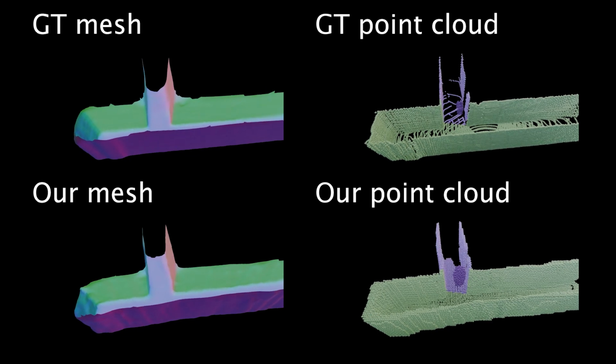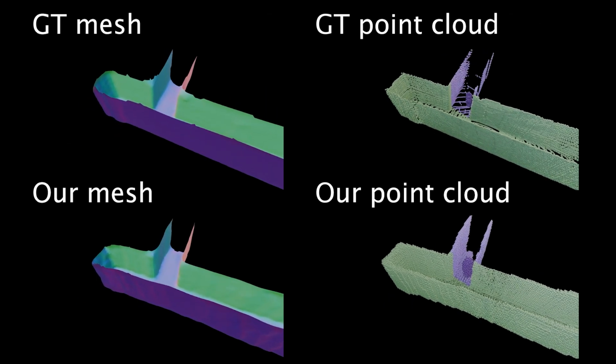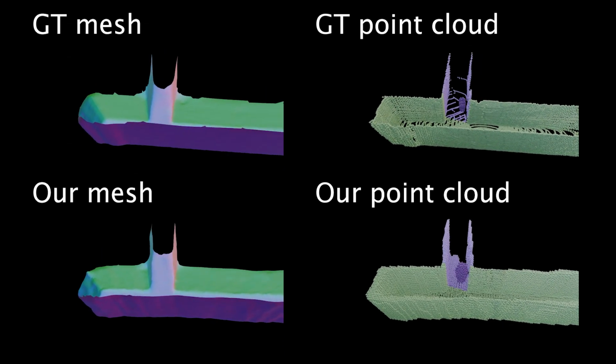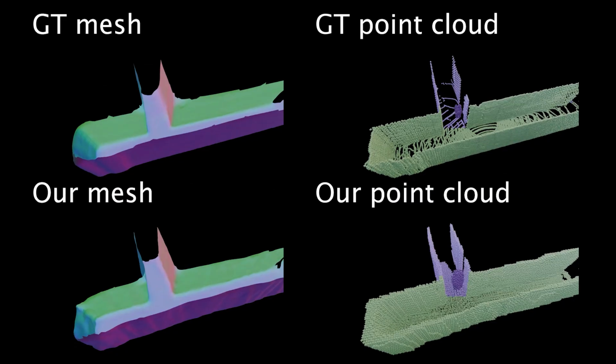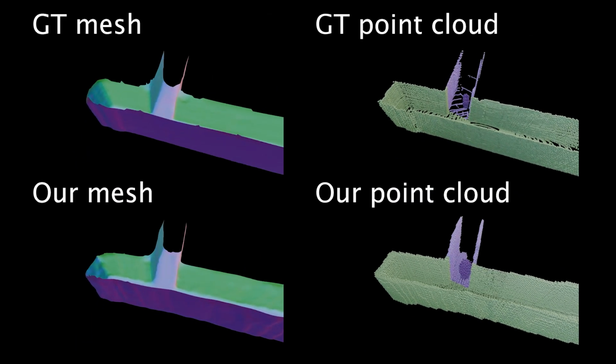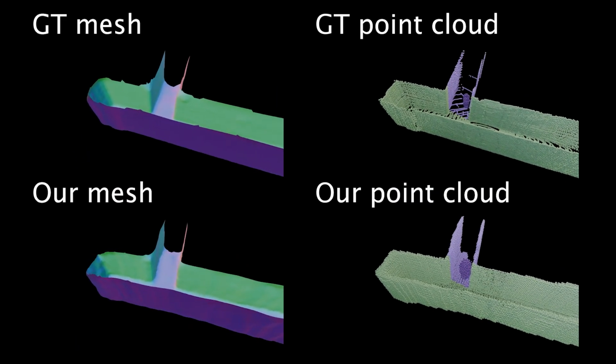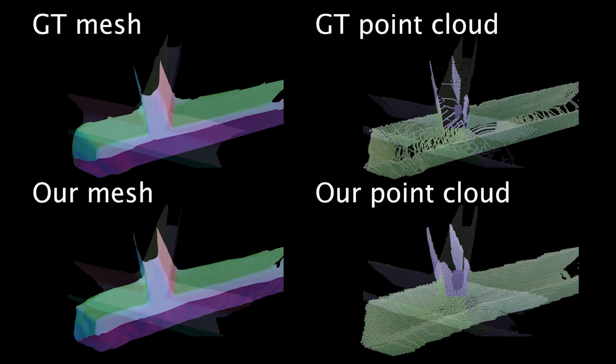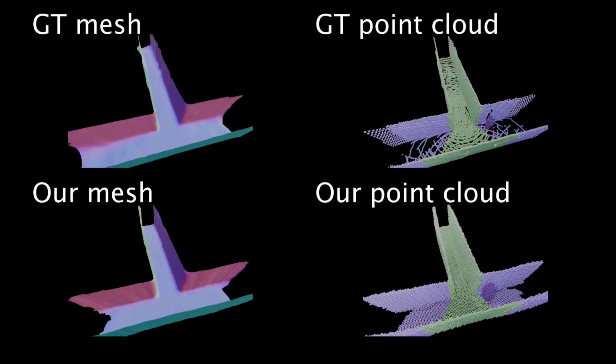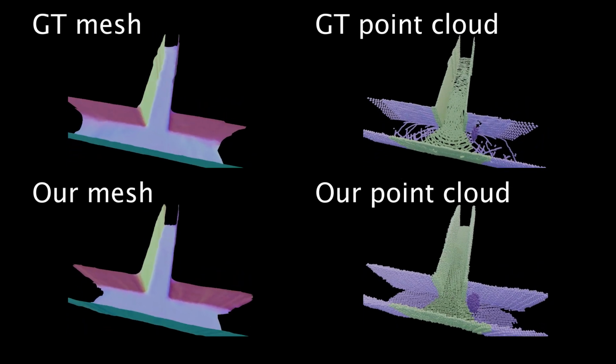We now present detailed comparisons with ground truth. On the left, there is no person in the scene. On the right, a person is present. Our system accurately captures both scenarios. Here is another example showing close alignment between our results and the ground truth.